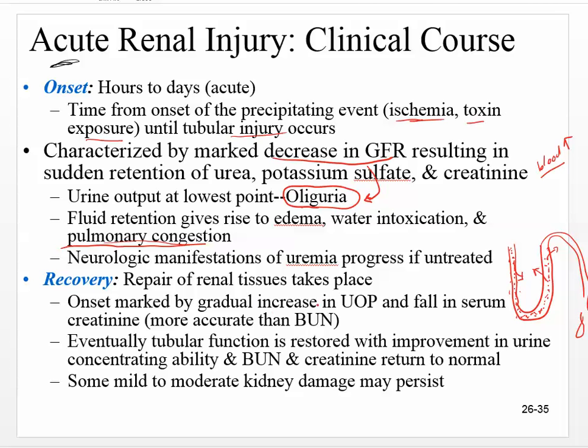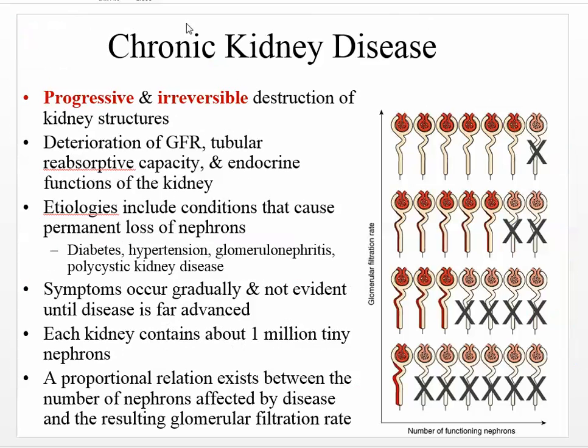Fall in serum creatinine. Both of these things mean that you're recovering. You're starting to dump this stuff into the kidneys, and the kidneys are starting to get rid of some of these things. Eventually, tubular function is restored with improvement in urine concentrating ability. Blood urea nitrogen and creatinine return to normal. Some mild to moderate kidney damage may persist. Okay, so that's acute renal injury, which means that we know what's coming next, and that is chronic kidney disease.